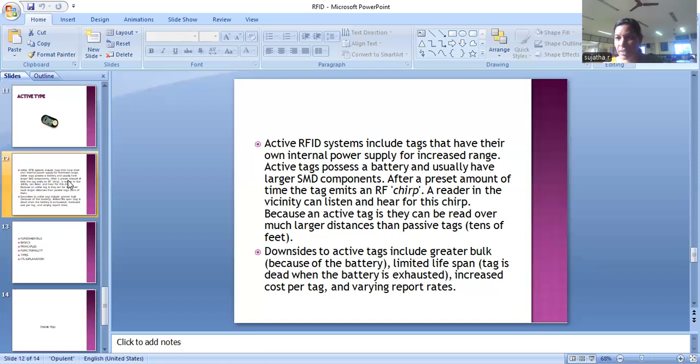The distance is very far for active RFID. One more thing, the downsides to active tags include greater bulk, because we are using a battery inside the tag, and a limited lifespan. The tag is dead when the battery is exhausted. There is also increased cost per tag and varying report rates.